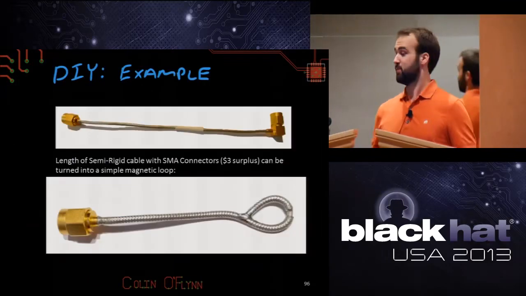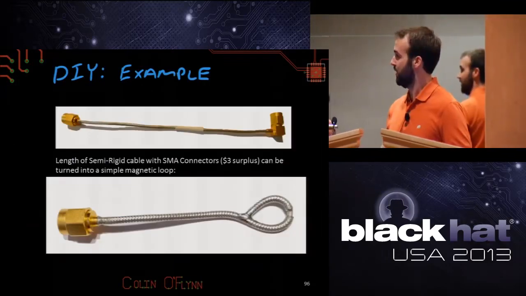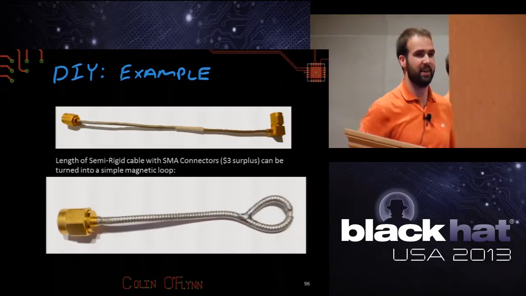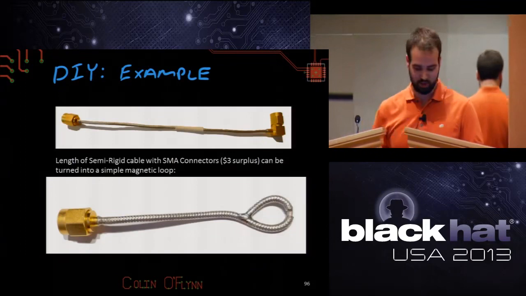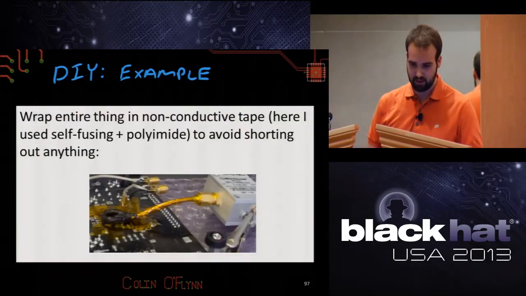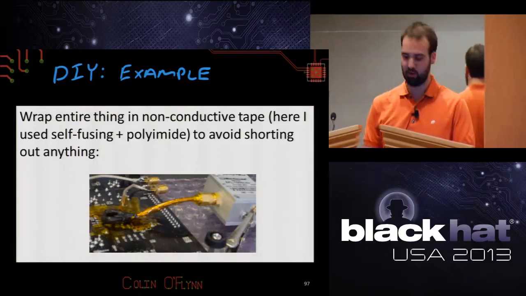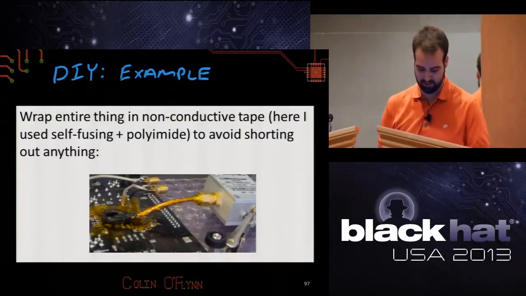But what you can do instead is spend $3 on this cable, and you can make a little loop here, and you cut a slot in it, and you have a pretty good magnetic field probe. You probably want to wrap something around it so you don't short out whatever you connect it to, or you could use Plasti Dip if you wanted something nicer.